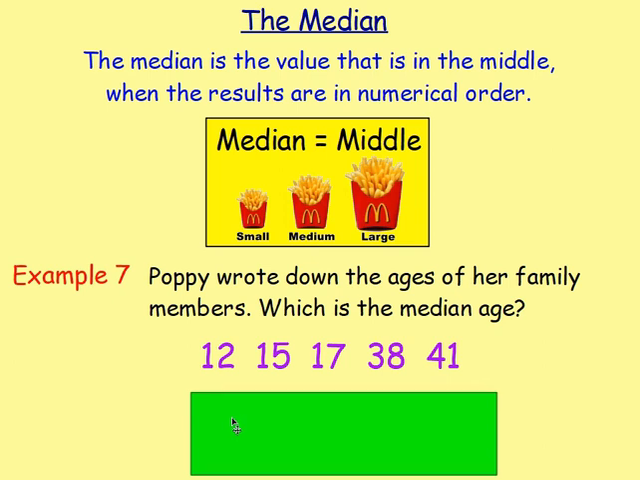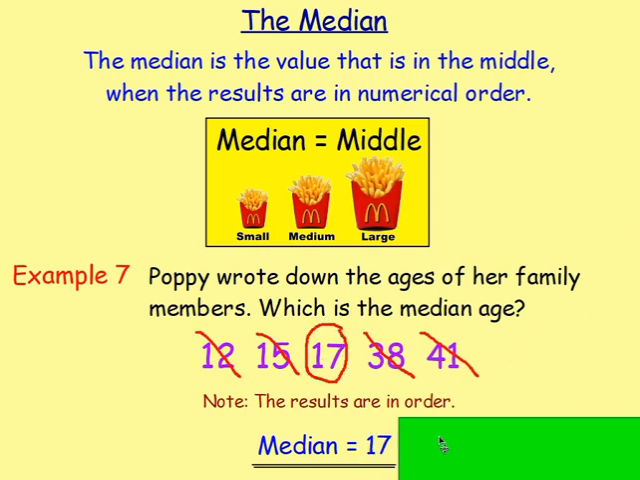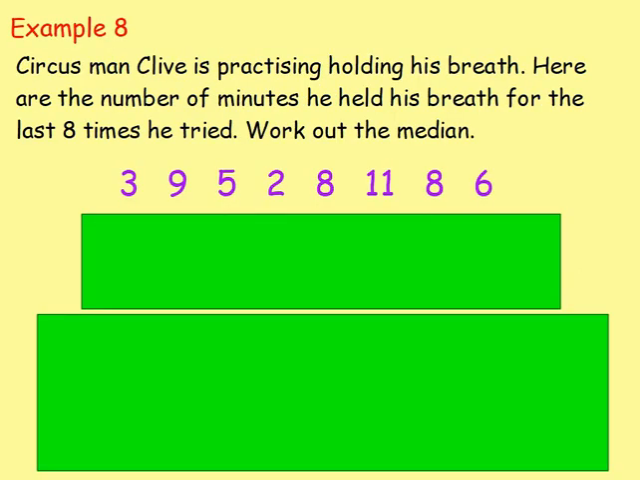So, what's the median? You will notice here that the results are already in numerical order, and because they are in numerical order, all you've got to do is find the one that's in the middle. So, what's the number that's in the middle? Brilliant, you've got it. It is 17. If you're unsure, cross off a number from both sides. Do the same again, cross off a number from both sides, and you'll notice that 17 is in the middle. So that is your median. Let's try another one. Example 8. Circus man Clive is practicing holding his breath.